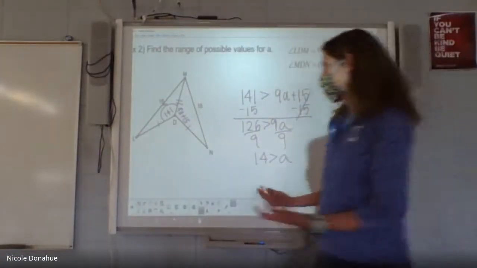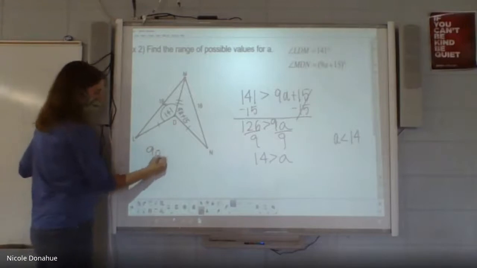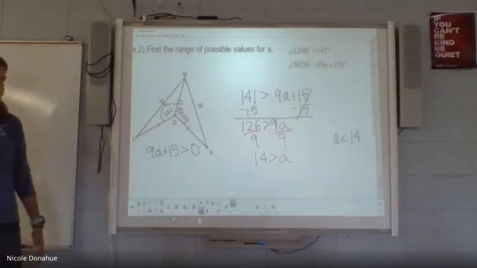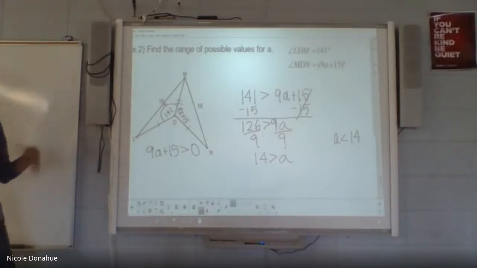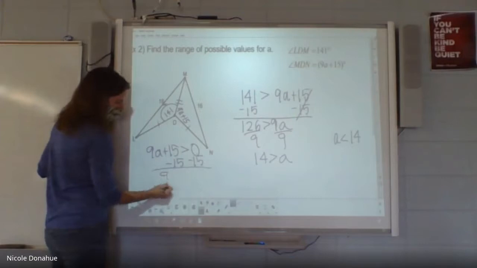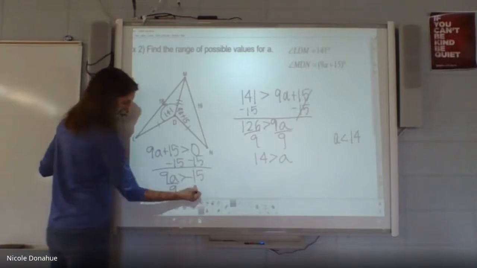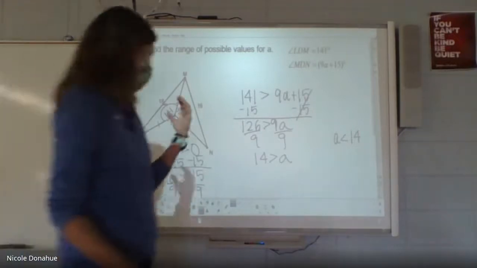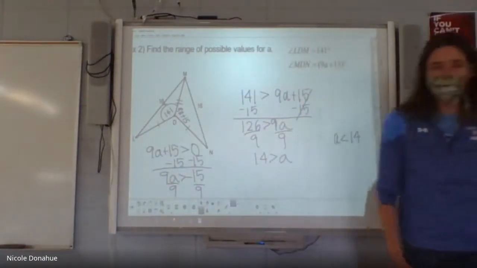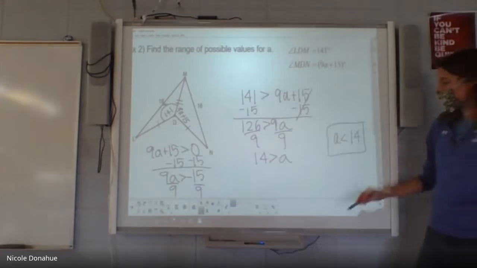You might want to say that a also has to make sure this is a positive angle. So you might want to say that 9a plus 15 has to be greater than 0, because we can't have a negative angle. I don't think we actually have to do this here, but I just wanted to mention it. Negative 15, so obviously a has to be bigger than negative 1 point something. Well, this is okay for your answer, that a has to be less than 14.